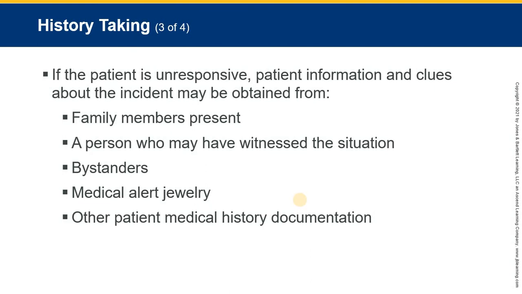Now, if they're not responsive or they're altered, the best information is going to be from family members that were actually present when it happened, family members that take care of them normally, even a bystander that witnessed it. Of course, any medical alert jewelry that's going to say that, like, this patient has migraines, that sort of stuff. And any actual documentation they can produce to you, things like medication lists, all right, or a list of allergies or a list of diseases the patient actually has.